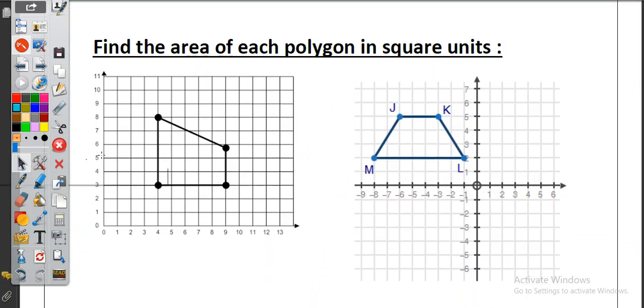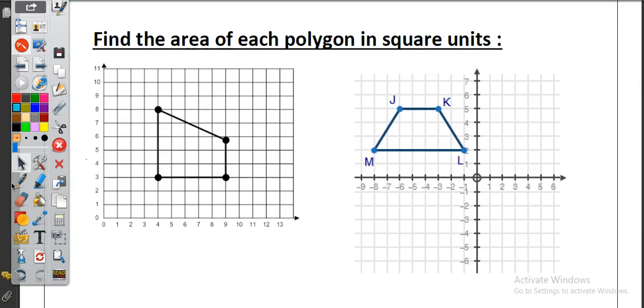Now find the area of each polygon in square units. Well, you can find the area in two different ways. The first way is to count how many squares inside, and the second one is to decompose the shape, and I prefer it because it will be more specific and accurate. I will decompose this shape into this triangle and this rectangle. We have a triangle here up and a rectangle down.